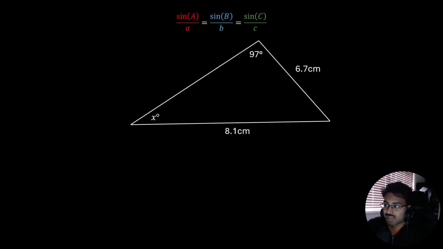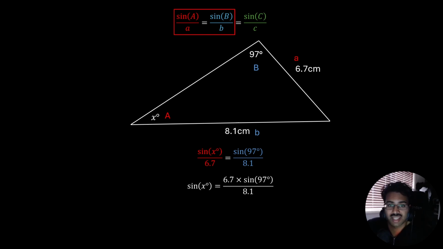So here we have an unknown angle x. So the initial process is exactly the same as if you were to have an angle unknown instead of a side. But there's one extra step we need to take into account. So what we're going to do is label this unknown angle x as capital A, and then we're going to write out our equation. But this time we're going to use the flipped version because we're trying to find an unknown angle. So we have sine x degrees over 6.7 equals sine 97 degrees over 8.1. And then we're going to bring over the 6.7 to the other side and make it sine x degrees equals 6.7 times sine 97 over 8.1.